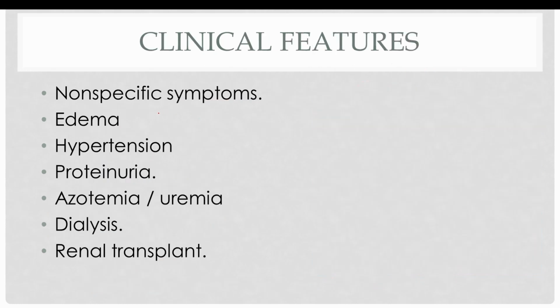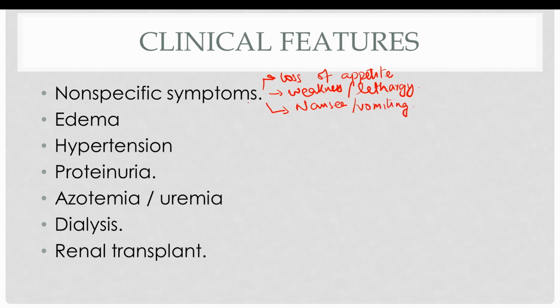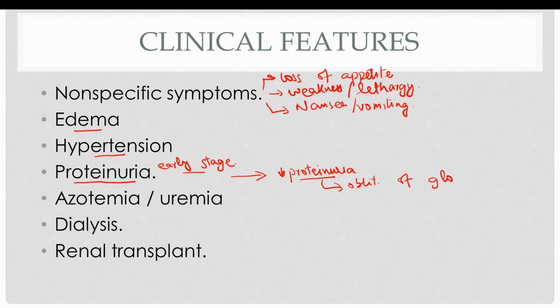Chronic glomerulonephritis presents with non-specific symptoms such as loss of appetite, weakness and lethargy, nausea and vomiting, and often fever is also present. Edema and hypertension are classical signs which are present in chronic glomerulonephritis patients. Proteinuria is present at the early stage, and as the disease progresses, proteinuria decreases, which is due to obliteration of glomeruli. Moreover, there is azotemia and uremia.